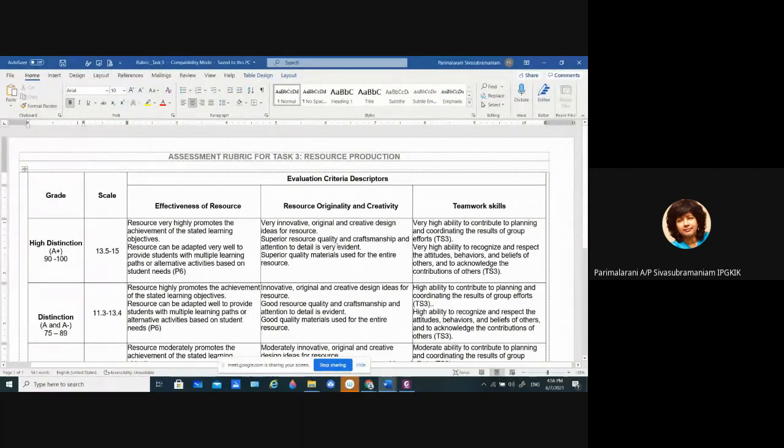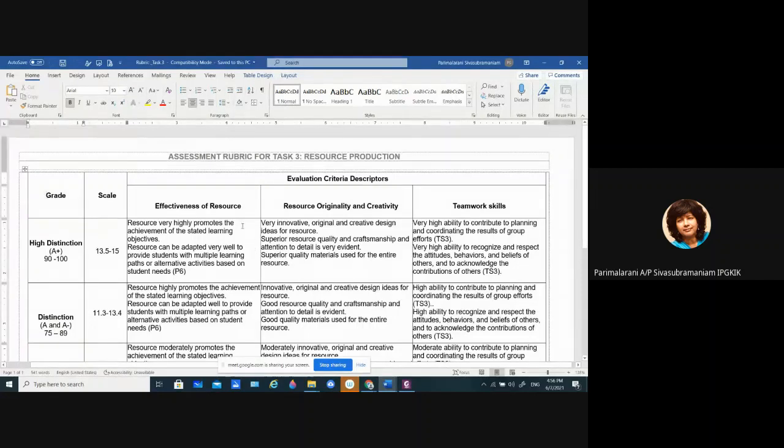Superior resource quality and craftsmanship and attention to detail is very evident. So when you take your video, make sure you take your video properly, okay? Take a close-up shot so that we can see how well the resource is made, how good the craftsmanship is, whether you're using good quality material, you cut straight, okay? All the folds, the paintwork is very good, all that kind of things, okay? We want to see superior quality and superior quality materials used for the entire resource.